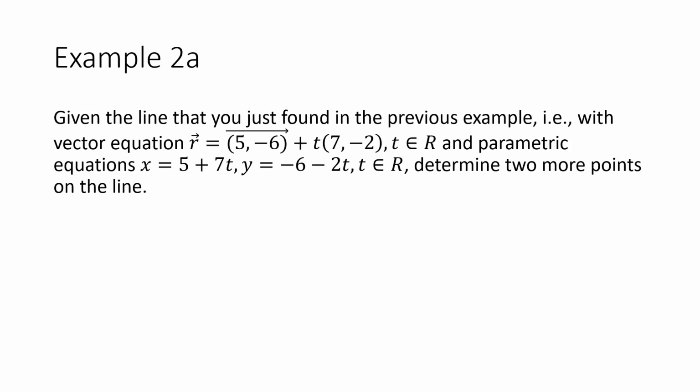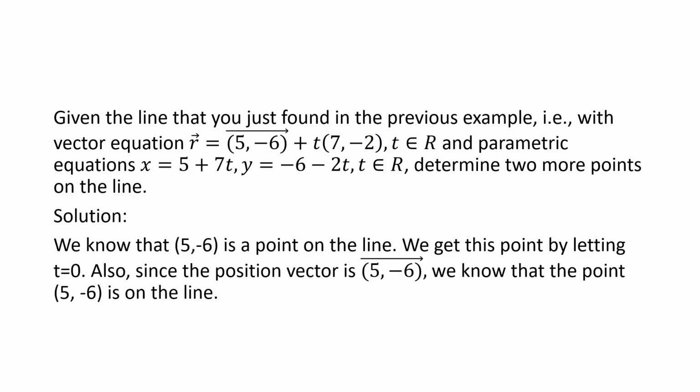Given that line that we just discovered, r = (5, -6) + t(7, -2), and the parametric equations, let's determine two more points on that line. Okay. So we know already that (5, -6) is a point on the line. If we didn't know that, though, we could get it by letting t equal 0.